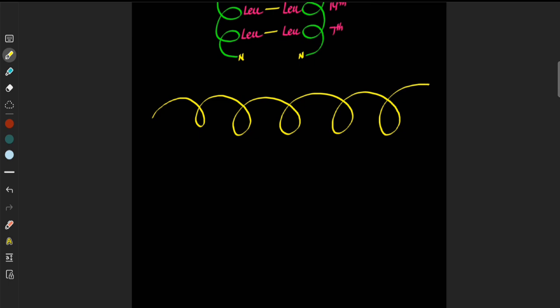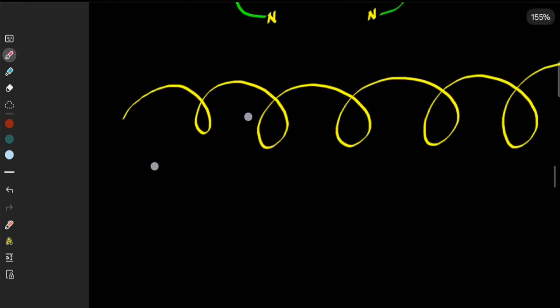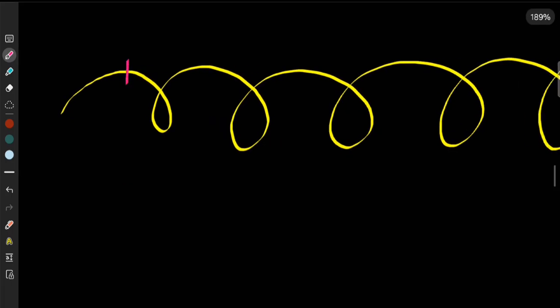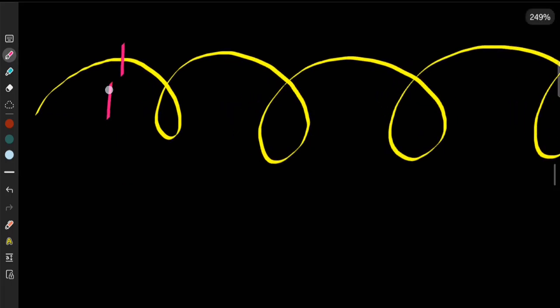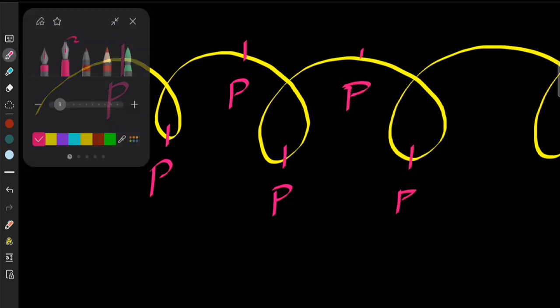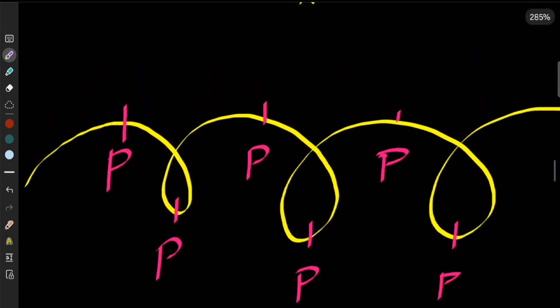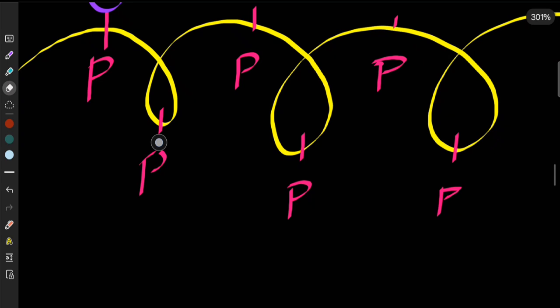So let's just assume that we have proline over here, right? So let's just say we have proline, and then we have proline over here, and then over here, and then over here, and let's just continue with proline, right? And then I'll try to draw the pyrrolidine ring. So this is the proline and this is the pyrrolidine ring.